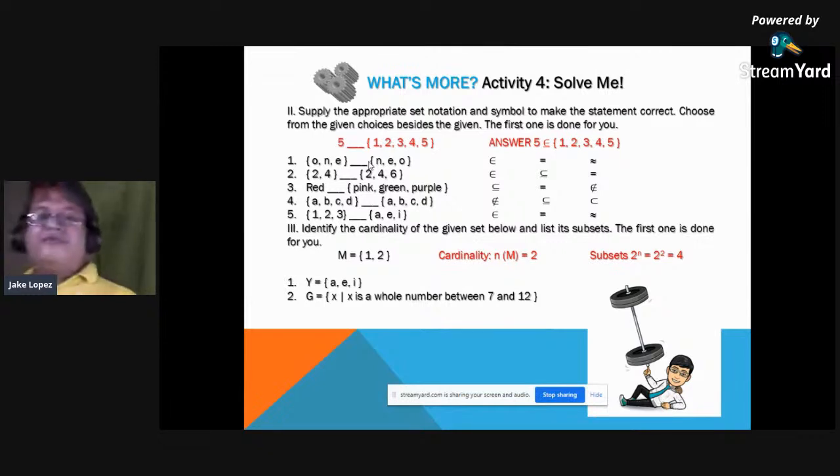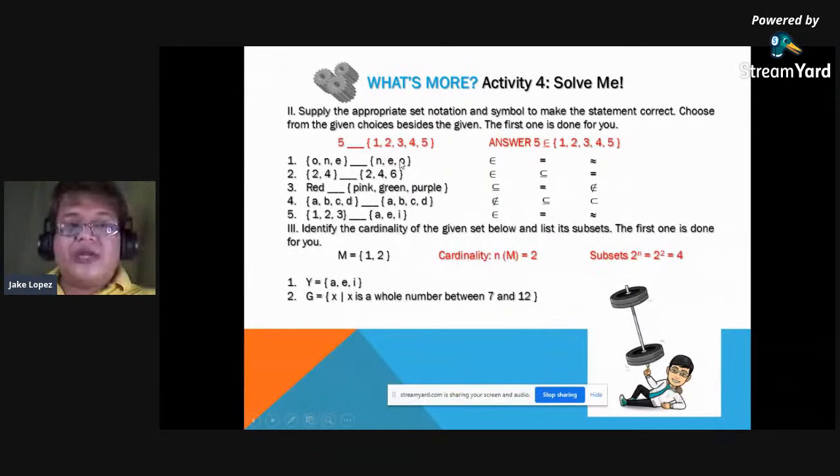So we have NEO, another set. So ano bang nandito? Okay? So alam ko, kaya-kaya niyo yan. And then part 3, we have to identify the cardinality of the given set below and list its subsets. So may example tayo. So M equals 1 and 2, the elements 1 and 2.